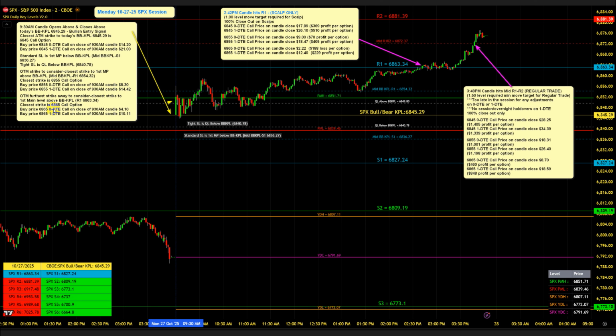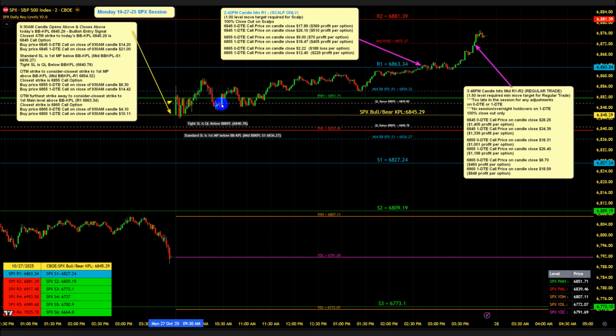And then the big example of a price increase difference percentage-wise would be the furthest out of the money strike, the 68.65, where the 0 DTE call on this close was $4.10, whereas the 1 DTE on the same strike is $10.11. So that's roughly a $6 difference between the 4.10 and the 10.11. That's almost like a 150% difference, being the $6 difference between the 4.10 0 DTE and the 10.11 1 DTE.